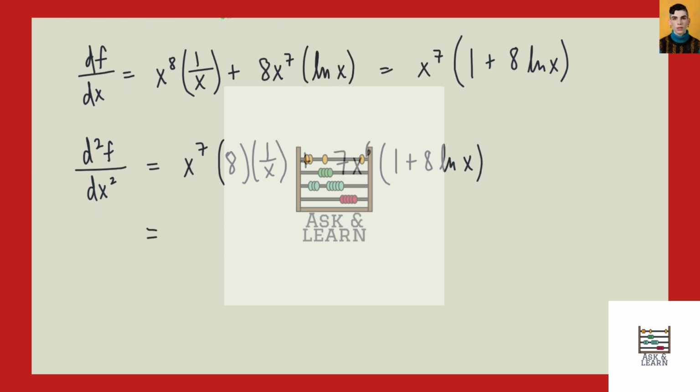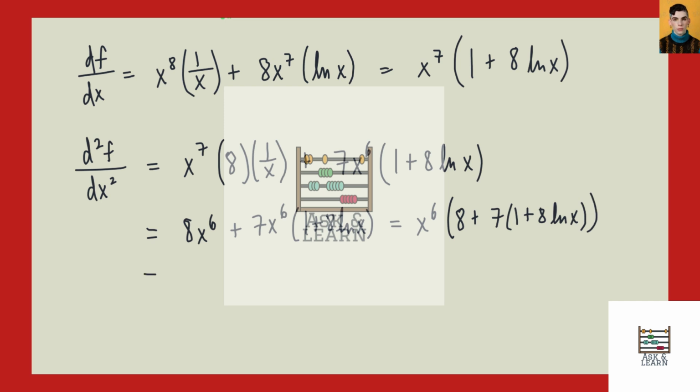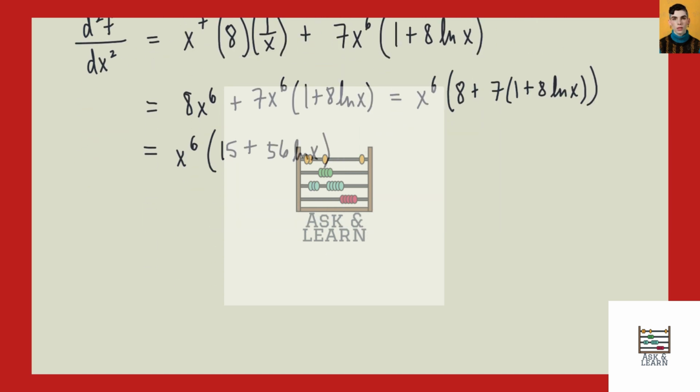I'm just going to simplify this a little bit. I have 8 times x to the 6th power plus 7x to the 6th power times 1 plus 8 natural log of x. And I factor out x to the 6th power to get 8 plus 7 times 1 plus 8 natural log x. And this is x to the 6th power times 8 plus 7 is 15, plus 7 times 8 is 56, and then I have natural log of x. Now I'll take the third derivative of f.